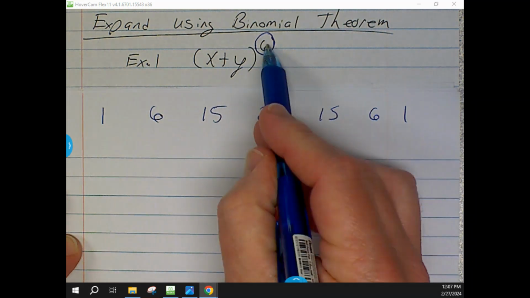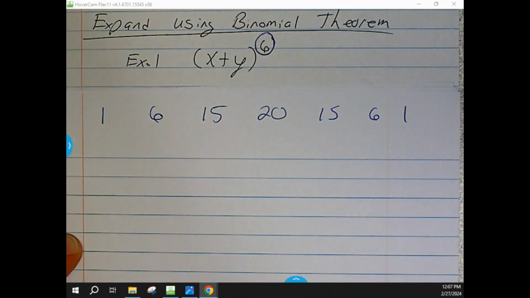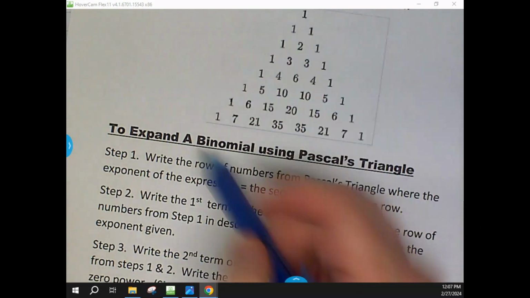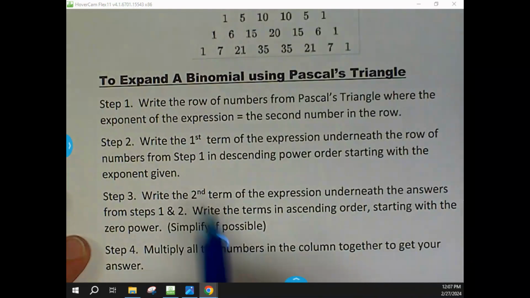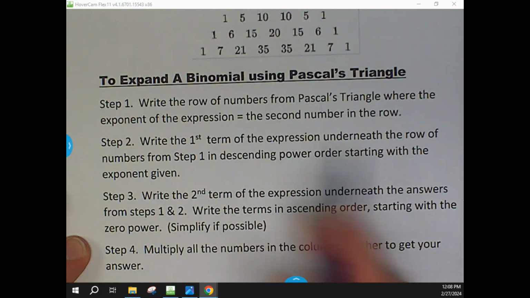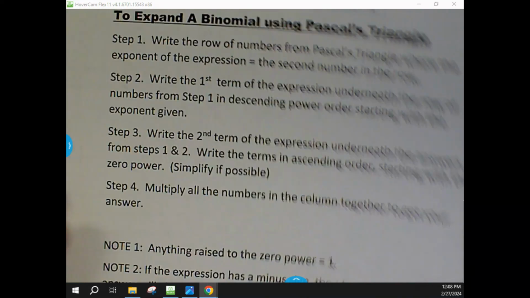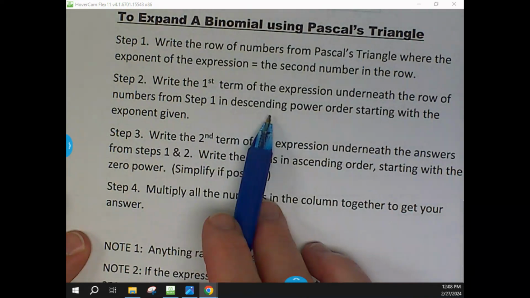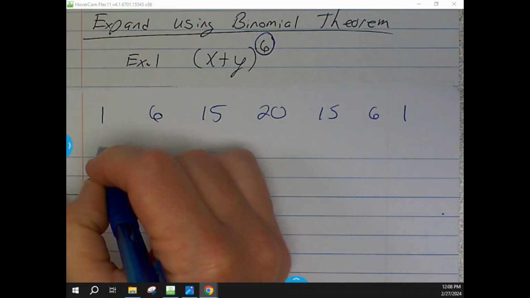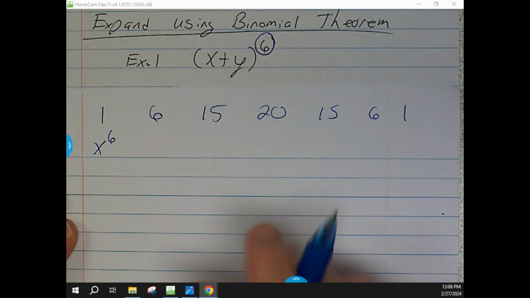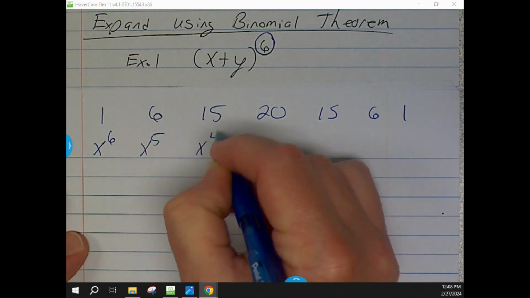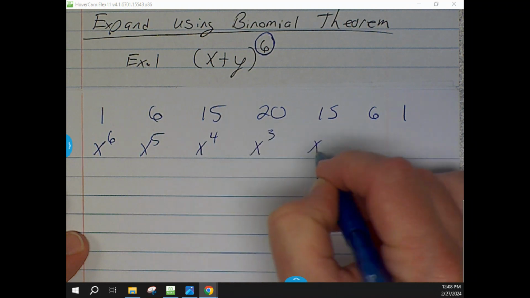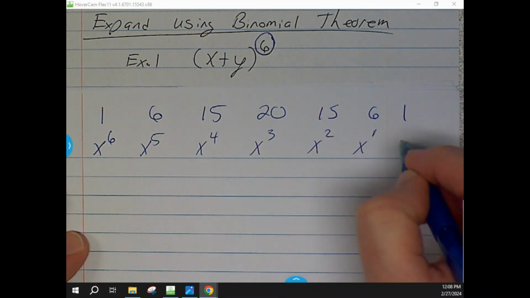So this power, again, is always the second number, because the first number is always 1. So we're looking for the second number. All right, step 2 says we're going to take the very first term we've got, which in this one is the x, and write it in descending powers underneath. This is x to the 6, so we start with x to the 6th power and count it down: x to the 5th, x to the 4th, x to the 3rd, x to the 2nd, x to the 1st, and then x to the 0 power.